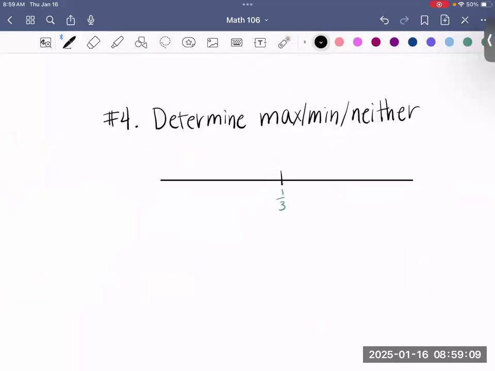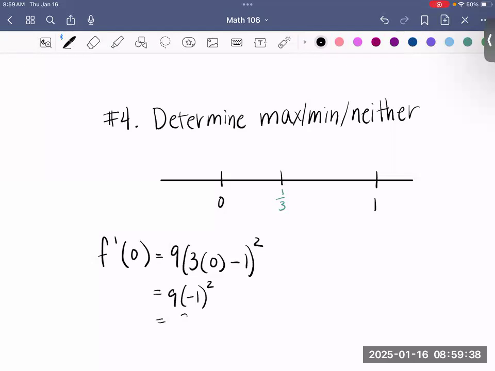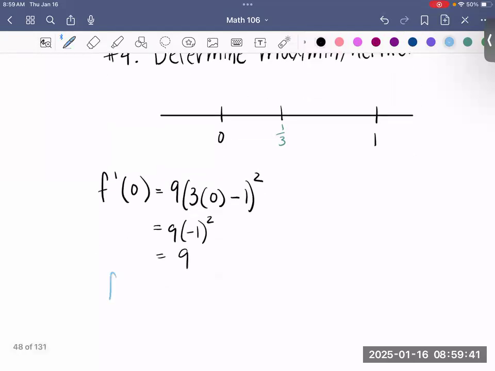For us, a number less than 1/3 that's nice is 0, and a number greater than 1/3 that's nice is 1. We determine based on your first derivative by just plugging it in. We plug in a 0 into your first derivative, which we said was 9 times (3x minus 1) squared, or 3 times 0, minus 1 squared. So 9 times negative 1 squared is 9. So your first derivative here is positive. We're going up, and then we flatten here.